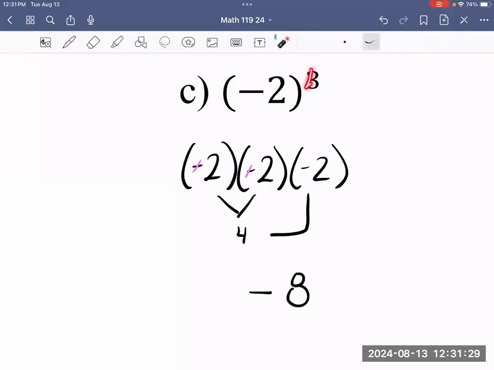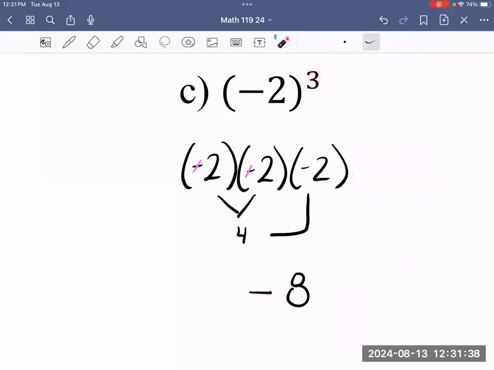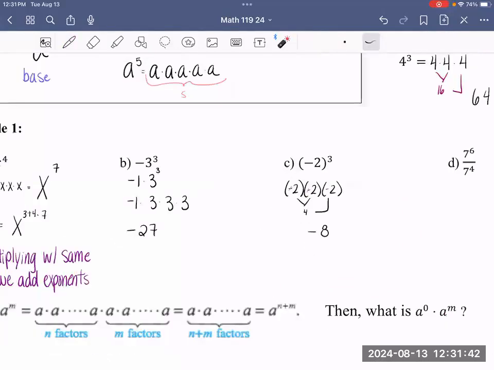If we had it to the 4th power, then we would, again, multiply this -8 with a -2 to then have a +16. So C with your parentheses has the potential to drop the negative, and B without any sort of parentheses will have that negative remain.